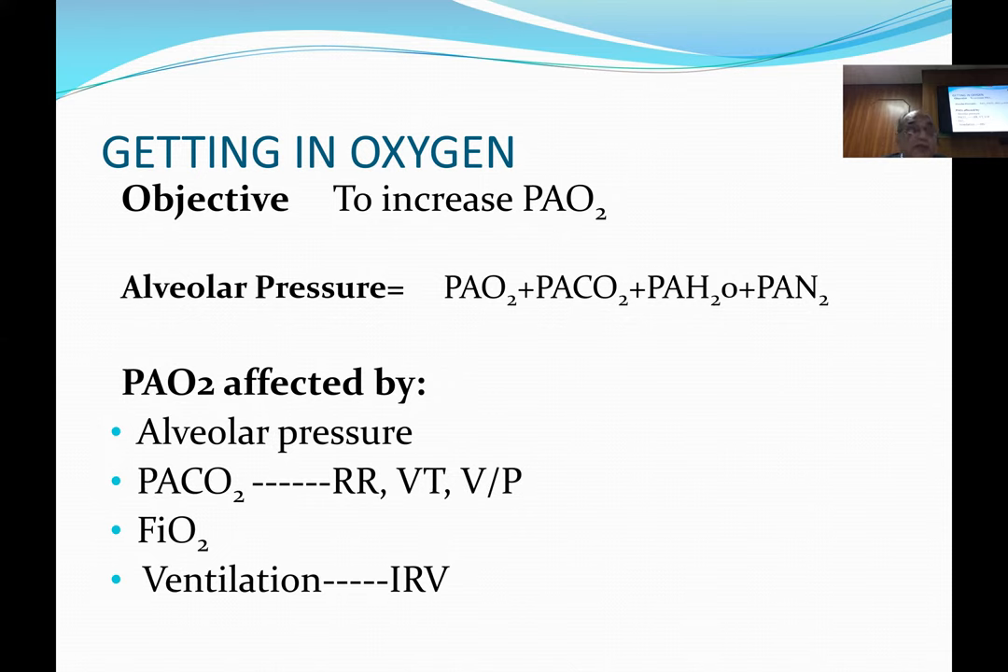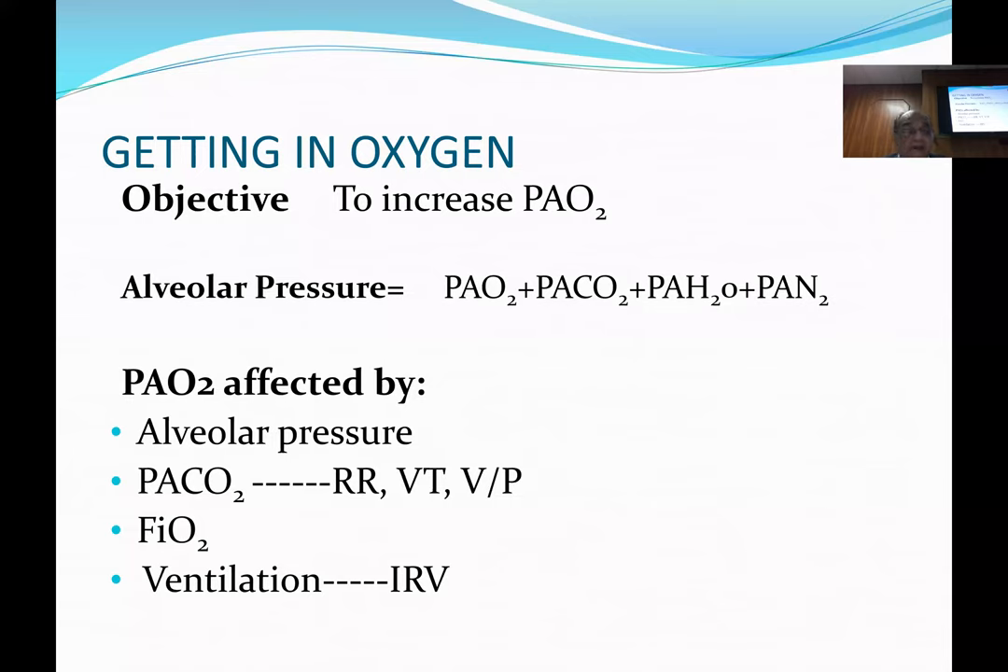And the pressure in the alveoli is a combination of partial pressures of different gases, like oxygen, carbon dioxide, water, and nitrogen. A new thing which comes into the alveoli from the blood is carbon dioxide. So it dilutes the partial pressure which has been taken in the inspired gas. So we'll concentrate on the partial pressure of oxygen in the alveoli.